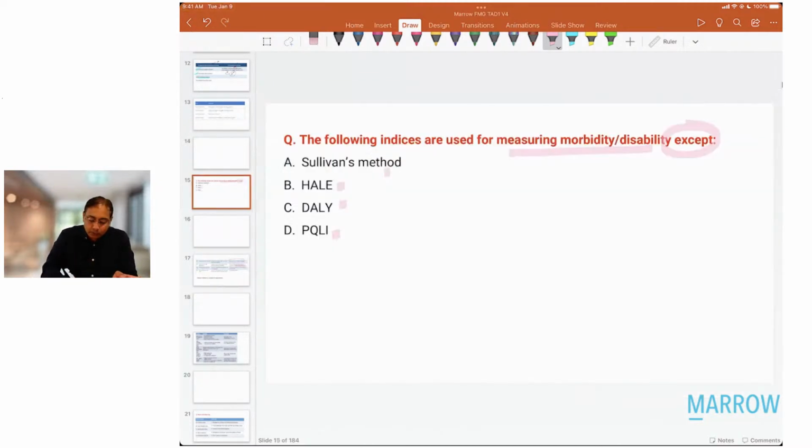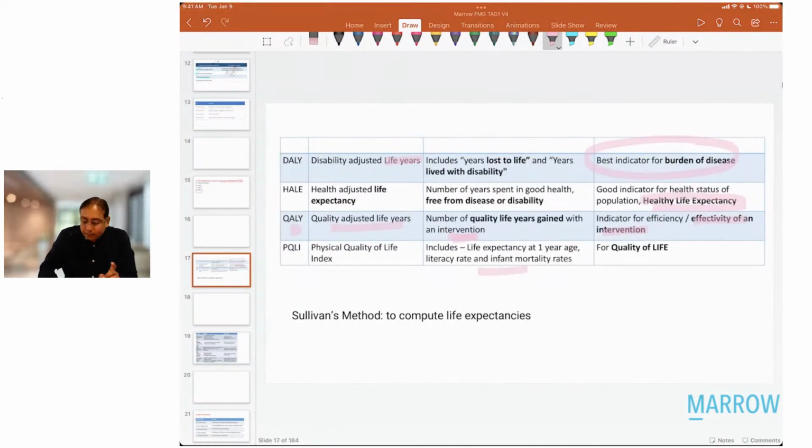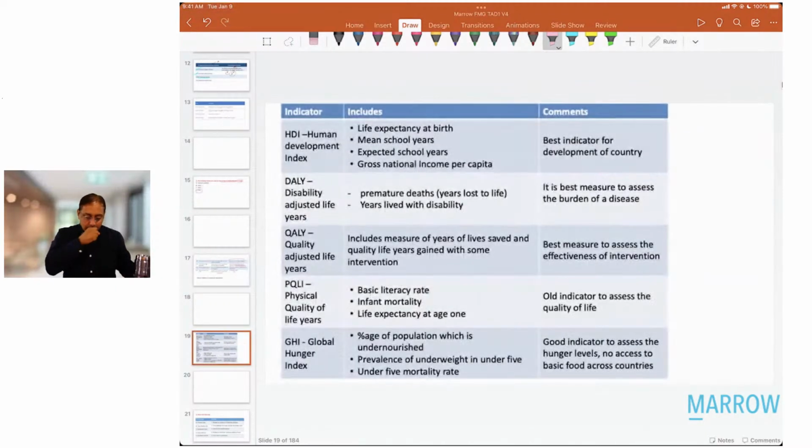इसी ऑप्शन में what was PQLI? बेटा PQLI is not a measure of disability. PQLI is a measure of life expectancy at 1 year of age with literacy rate and infant mortality rates. PQLI is an indicator of quality of life. ये पुराना indicator है, ये अब इतना ज़्यादा पूछा नहीं जाता, but still for your exams you should know what is PQLI.